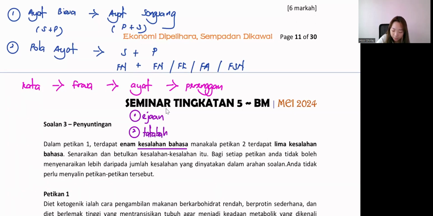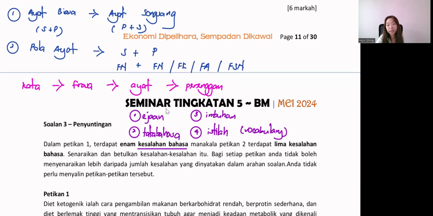Basically, kesalahan tata bahasa means whether you use the kata hubung correctly, kata sendi nama correctly or not. Then after that is the imbuhan, different imbuhan, different meaning. And the most challenging part is the kesalahan istilah. Istilah means vocabulary. Among all, kesalahan istilah would be the most challenging.